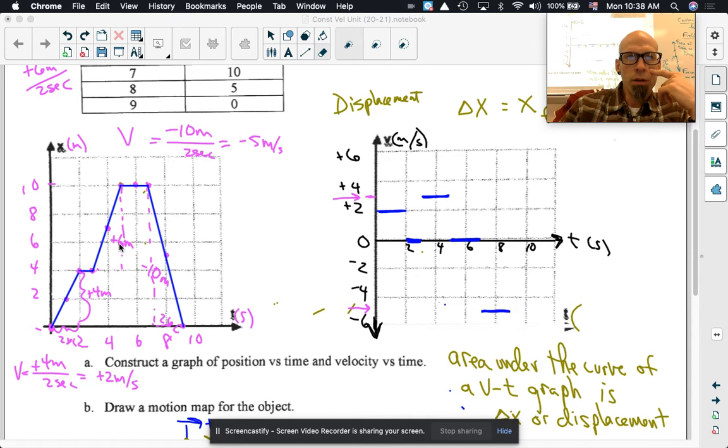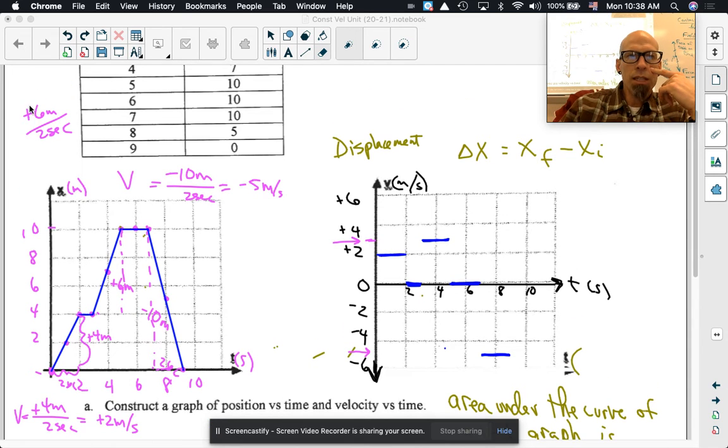That's how we found the slope. That's how we said the displacement, or the change in position, was from 4 to 10. That's positive 6 meters of change in position, right? Now, we said last week, which maybe you've already forgotten, that displacement is change in position. By definition, that's what we call it, which is the final minus the initial.